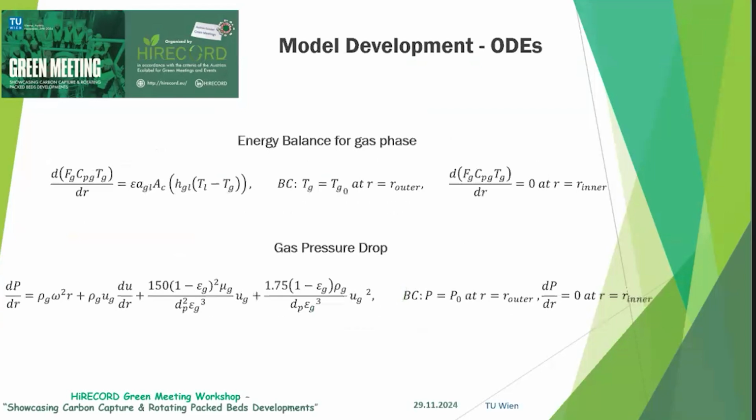Gas phase temperature is directly linked to the liquid phase temperature by the interfacial heat transfer coefficient. And finally, gas pressure drop is accounted for in the model, including terms of centrifugal acceleration, Bernoulli's principle, and frictional losses within the piping material. Each equation, of course, has its boundary conditions, which are responsible for a valid operation of the model.